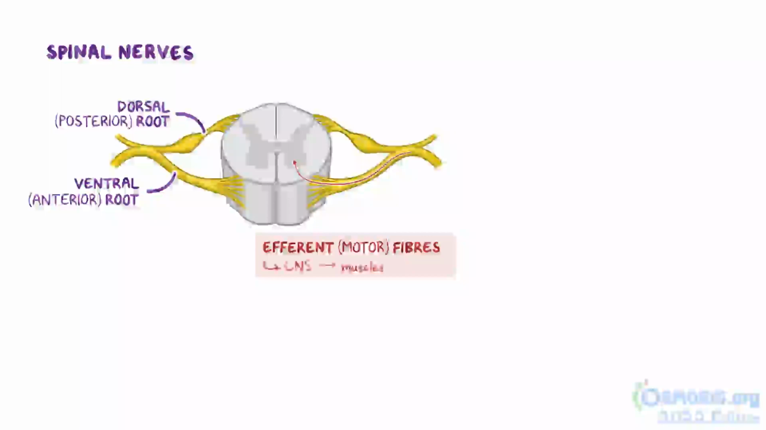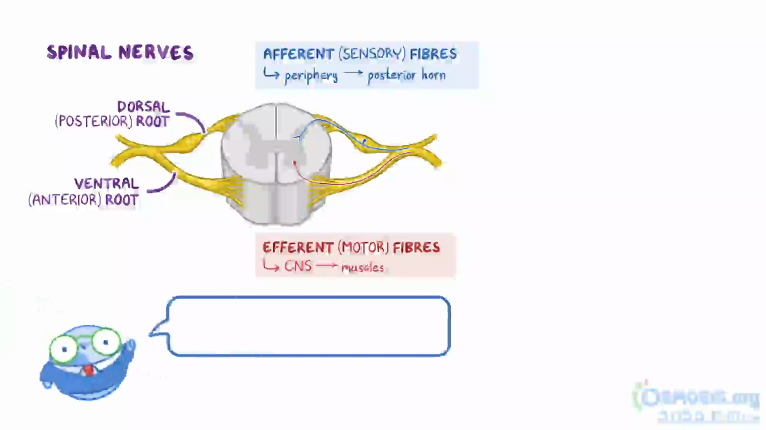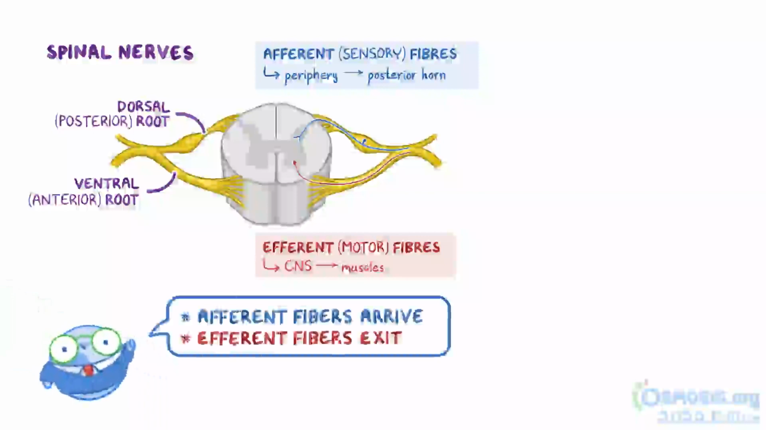The dorsal or posterior roots, on the other hand, consist of afferent or sensory fibers, which carry sensory information from the periphery to the posterior horn of gray matter in the spinal cord. You can remember these terms by the simple mnemonic: afferent fibers arrive and efferent fibers exit the spinal cord.